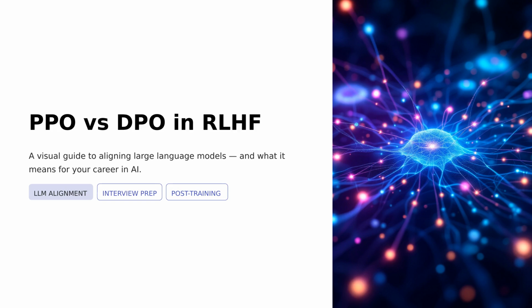In this section, we'll compare PPO and DPO, two important approaches used in RLHF to align large language models with human preferences. Think of this as a practical visual guide to post-training. How models go from simply predicting text to responding in ways people actually want. If you're preparing for AI roles or interviews, understanding this difference is especially valuable because alignment has become a core part of modern LLM development.